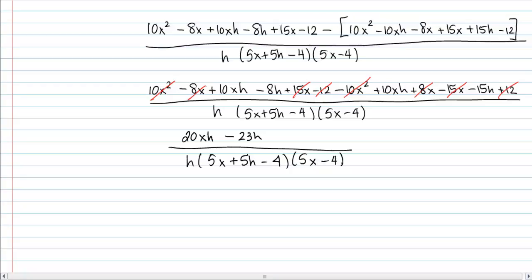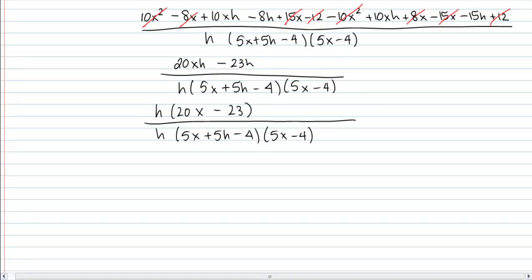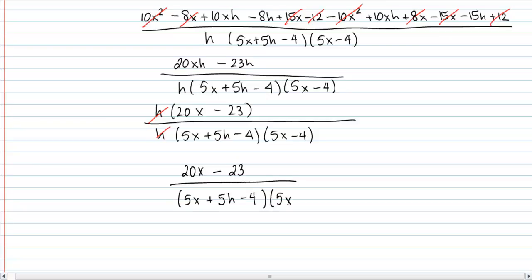And the last step would be kind of step 3, to divide by the h's. The simplest thing to do is to factor the h out of the numerator. After you factor the h out of the numerator, you should be able to cancel the h on top and the h on bottom to give you the difference quotient of 20x minus 23 over 5x plus 5h minus 4 times 5x minus 4.